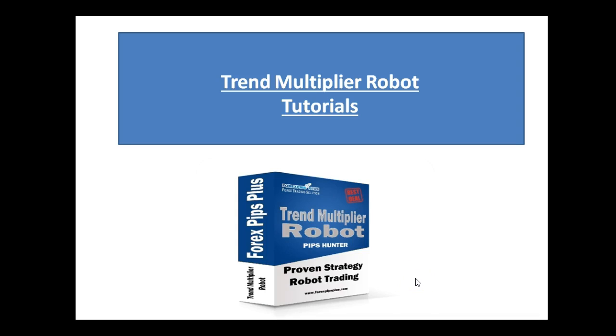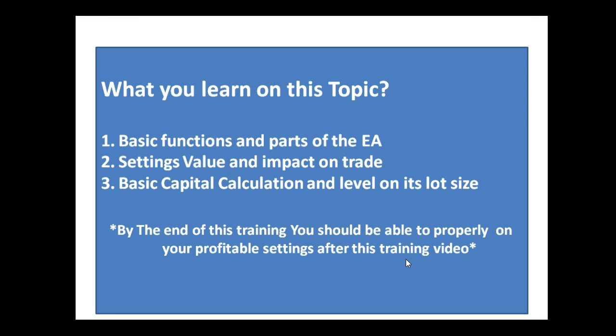So this tutorial will be mainly on the Trend Multiplier robot. So what you will learn on this topic. First is the basic functions and parts of the EA, so I'll explain on that. Second is the settings value and impact on the trade. Third is basic capital calculation and level on its lot size.